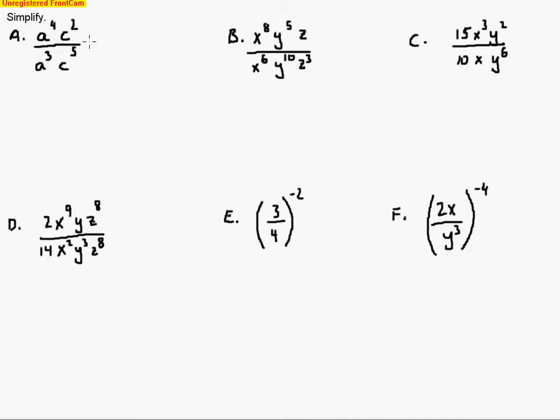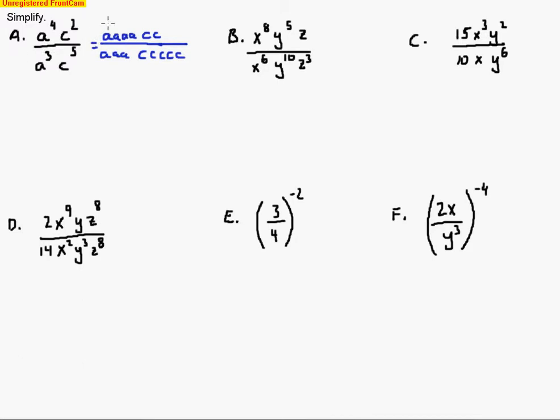So if I was to write this out in an expanded form, I would have 4 a's on top of the fraction, and then 2 c's also on top of the fraction. That's what a to the fourth, c to the second is. Down below I have 3 a's on the bottom and 5 c's on the bottom. And the way I like to do this is just take the difference and see where the more a's are, the more c's are, and that's where they are in the fraction. So let's take a look at what I'm talking about here.